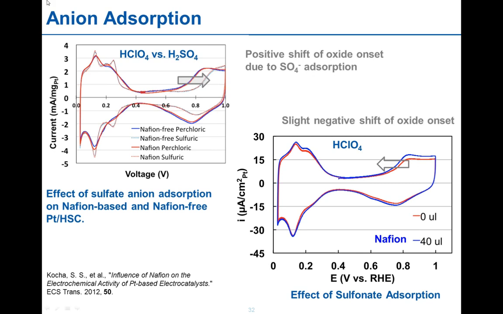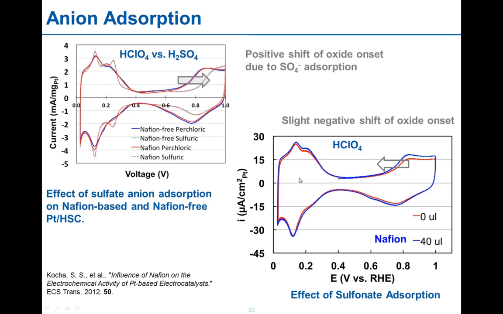Lastly, one other effect of Nafion that we wanted to check was anion absorption. The plot on the top left is fairly obvious. It's been known for the last 20 or 30 years as to the anion absorption effect of the sulfate ion. If you look at the CVs for perchloric acid and sulfuric acid for platinum on carbon catalysts, you see that there's a shift in the onset of oxides when you use sulfuric acid. That is because there's anion absorption of sulfate anions in this area that shifts the oxide. The HUPD peaks are a little sharper for sulfuric acid too.